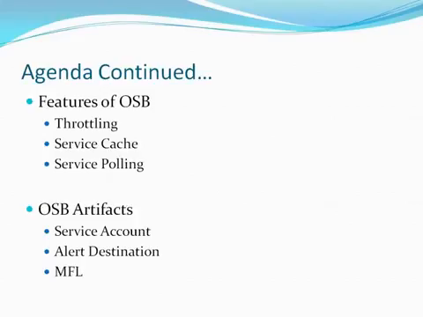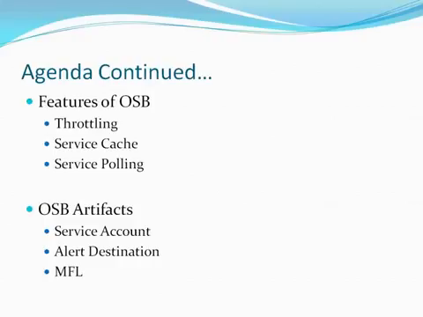As I already explained what is throttling, what is service cache, what is service polling, from the concept perspective, are you good on that? Have you understood what I explained? Apart from that, what are the different OSB artifacts? We have different artifacts like service account. The purpose of service account is, suppose you want to invoke a secure service, like a web service that is secured with some username and password. For that service you need to use a service account. Through that you can pass your username and password.